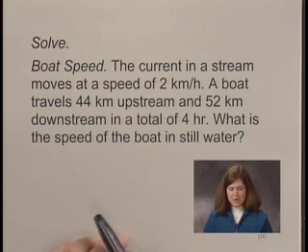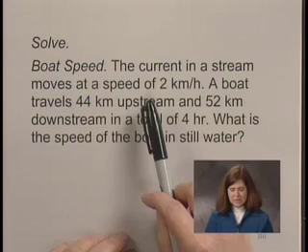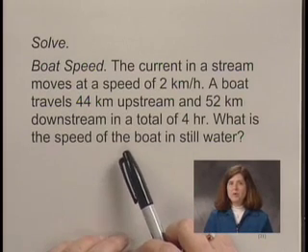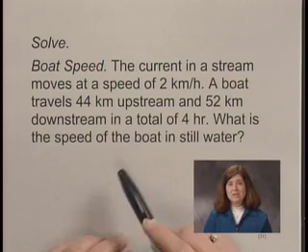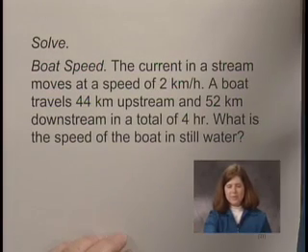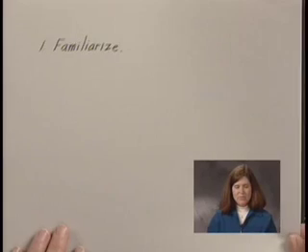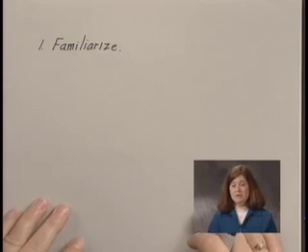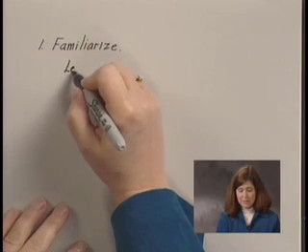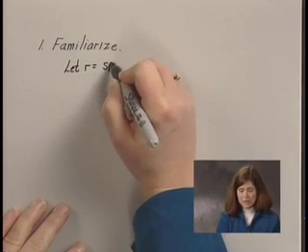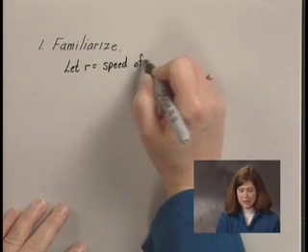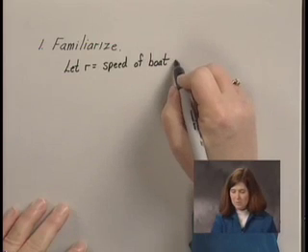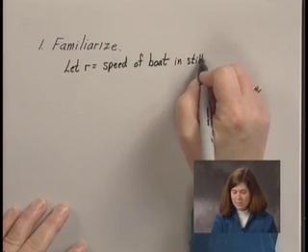And as far as speed goes, we're given the speed of the current and we're asked to find the speed of the boat. So we're going to have to know how the speed of the boat with the current and against the current will work together. So when we move to our familiarize step, we'll begin writing by assigning a variable. We're asked to find the speed of the boat in still water. So let's let that be r. And I'm going to spell out exactly what I'm letting it equal. r is the speed of the boat in still water.